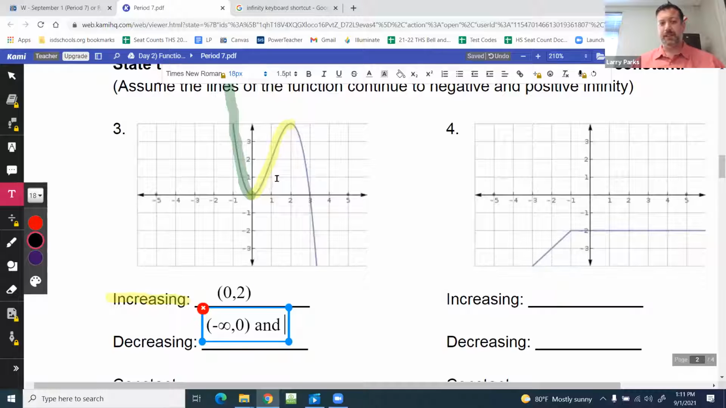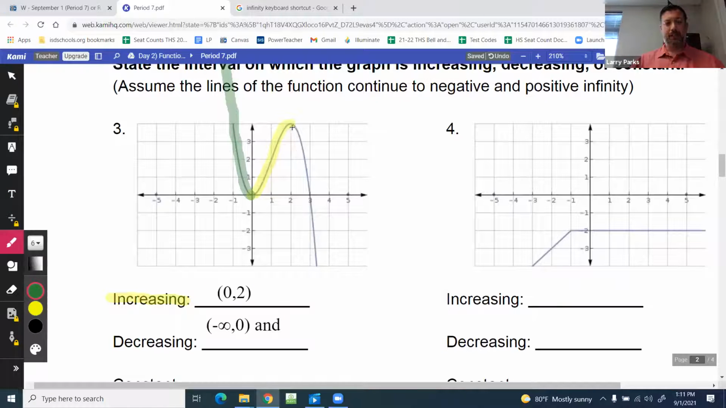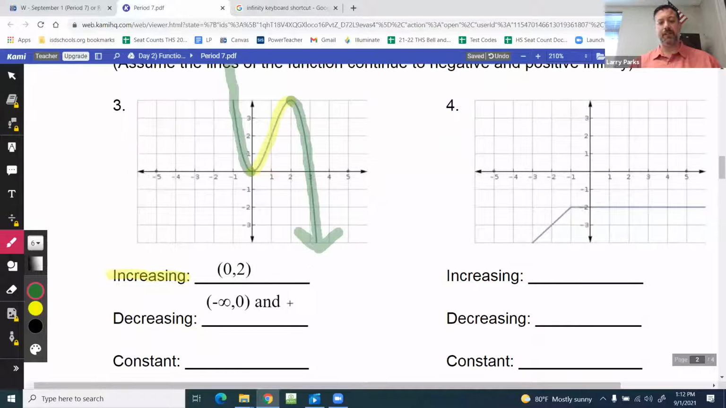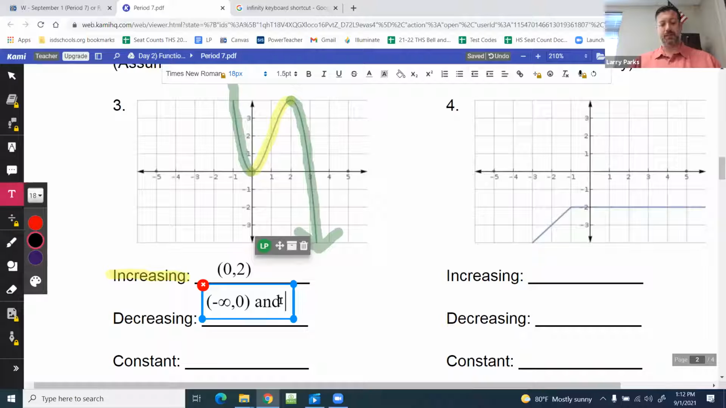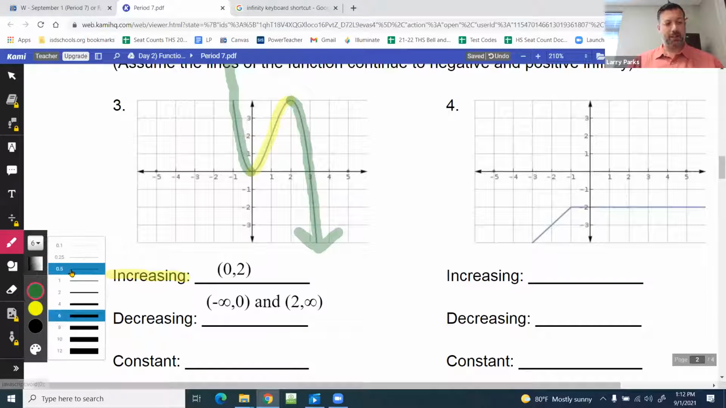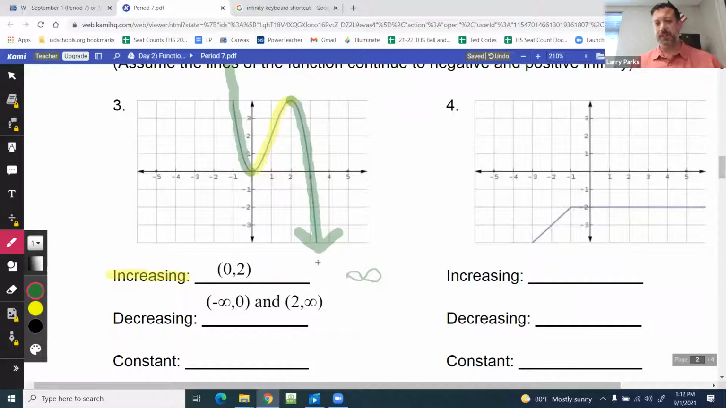And also, it's decreasing from here all the way forever, and this goes forever. Okay, they don't tell us that, but they said in the instructions to assume that. So at 2 to infinity, so starting at 2 and going forever, it also decreases. Okay. And if you don't have that infinity symbol, remember you could draw it by hand. You could just draw it yourself. Okay. All right, so that's when it's decreasing.